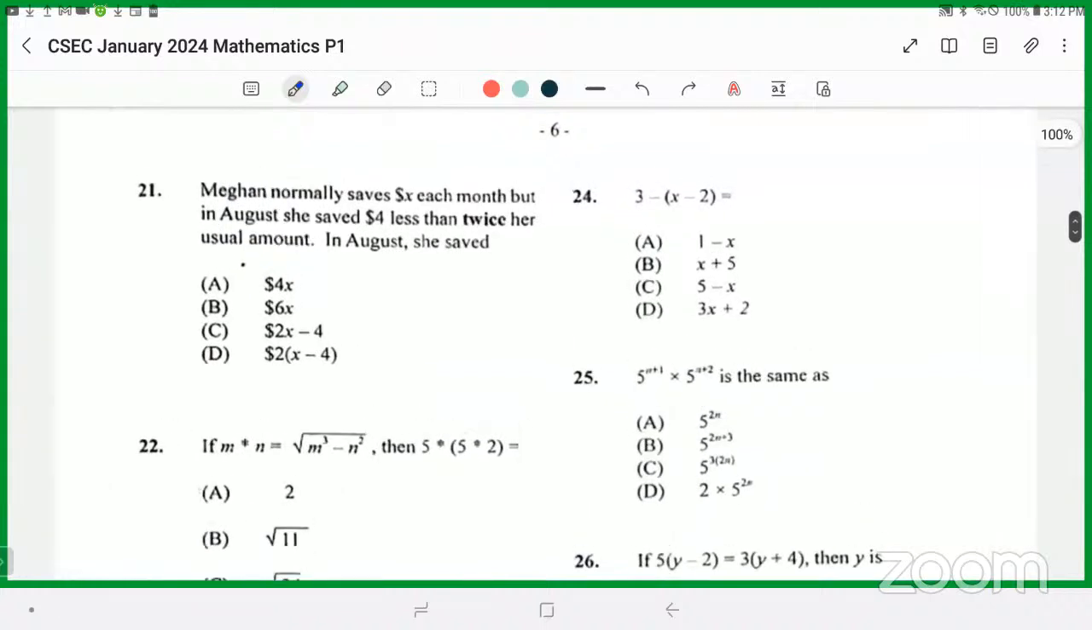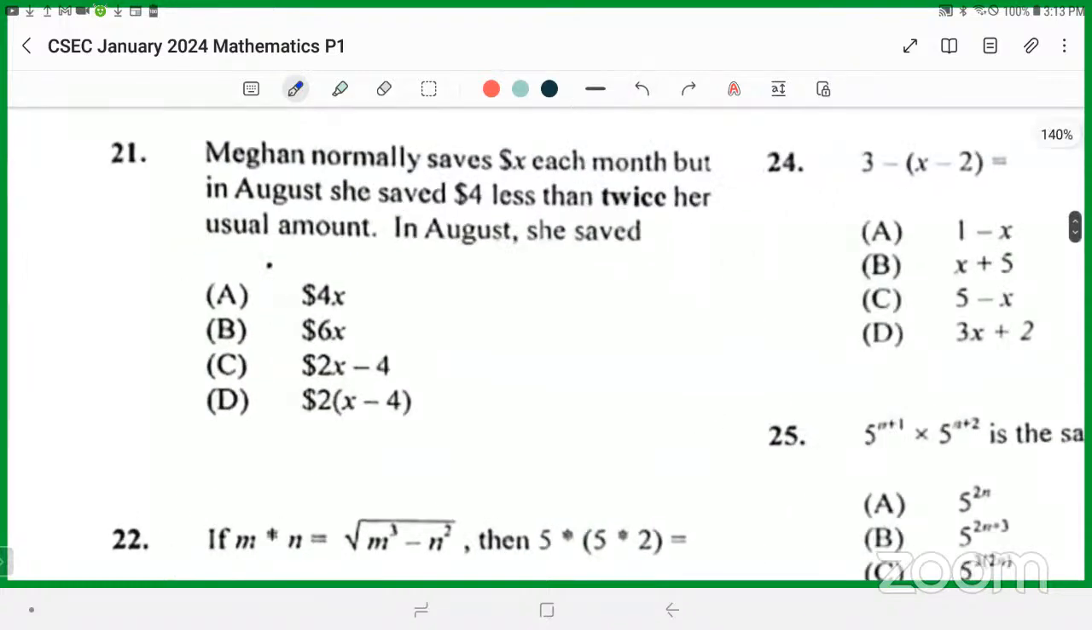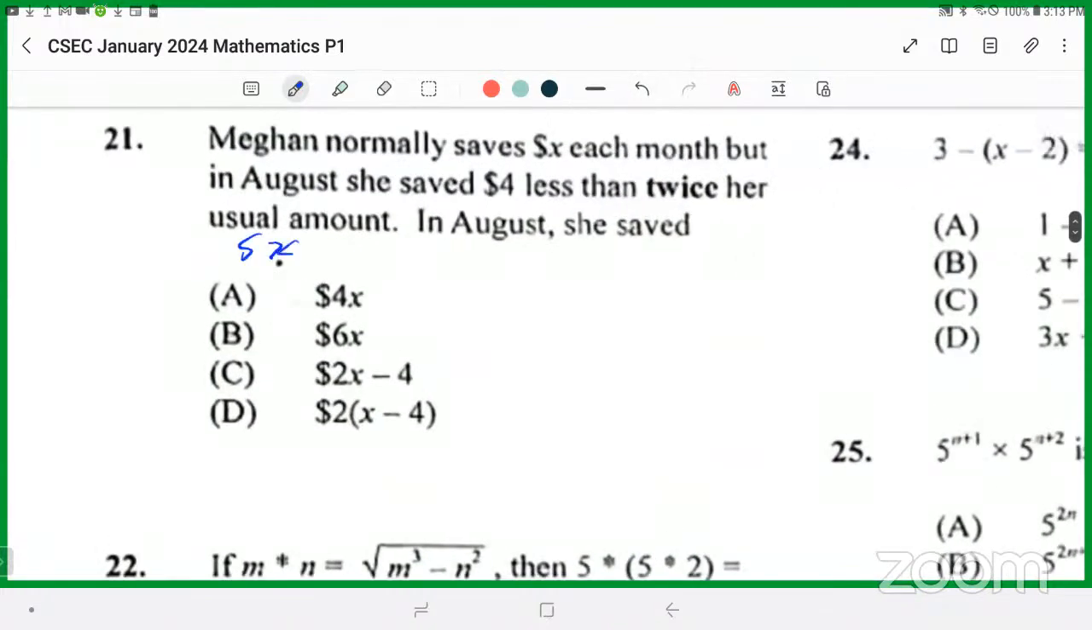This question says, Megan normally saves x dollars each month, but in August she saved $4 less than twice her usual amount. Remember, the usual amount is x. So $4 less than twice the usual amount. Twice the usual amount is 2x, and 4 less than that, minus 4, is the amount that she saved.